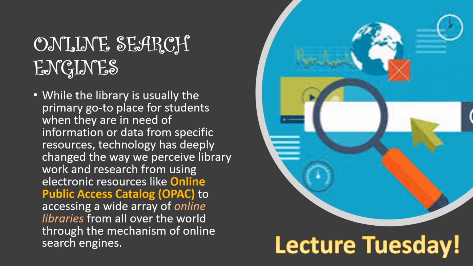While the library is usually the primary go-to place for students when they are in need of information or data from specific resources, technology has deeply changed the way we perceive library work and research, from using electronic resources like online public access catalog, or what we call OPAC, to accessing a wide array of online libraries from all over the world through the mechanism of online search engine.